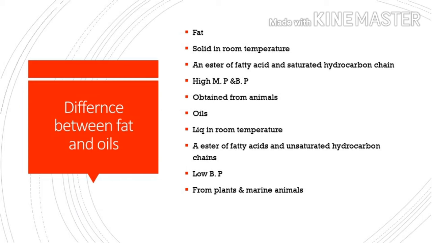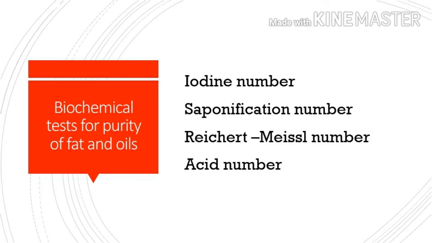So keep it in mind. First of all, difference between fat and oils. You have to keep it in mind that fat is solid in room temperature. It is an ester of fatty acid and saturated hydrocarbon chain. High melting and boiling point. It is obtained only from animals. Whereas oil is liquid in room temperature. It is an ester of fatty acid and unsaturated hydrocarbon chains.